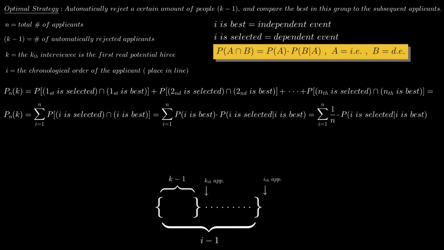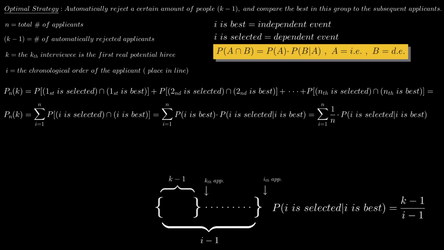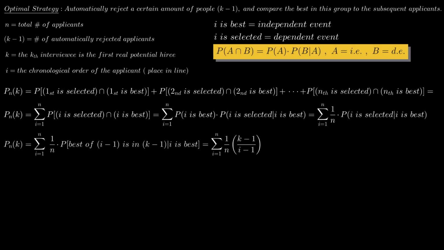So what is this probability? It's simply this ratio here, K-1 over I-1. Correct? Does what I'm saying make sense so far? I hope it does. Okay, moving on. So now we have sum from 1 to n of 1 over n times K-1 over I-1. Okay, so since the K-1 are automatically rejected, then we further break down the sum. So now we have the sum from 1 to K-1, which is 0, plus the sum from K to n of 1 over n times K-1 over I-1.